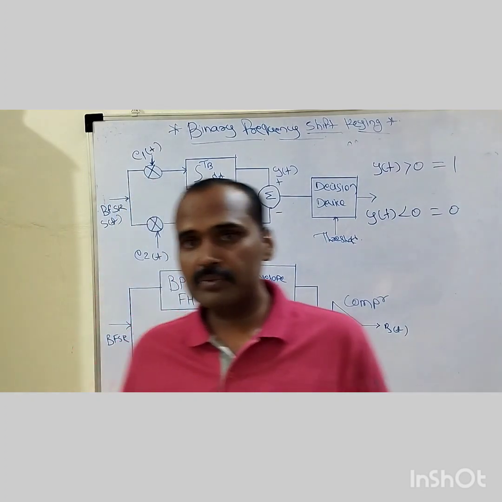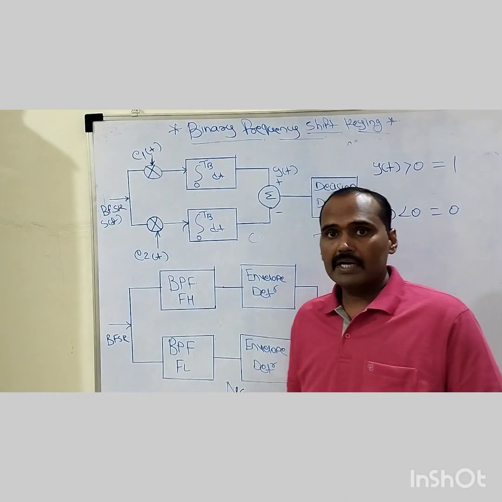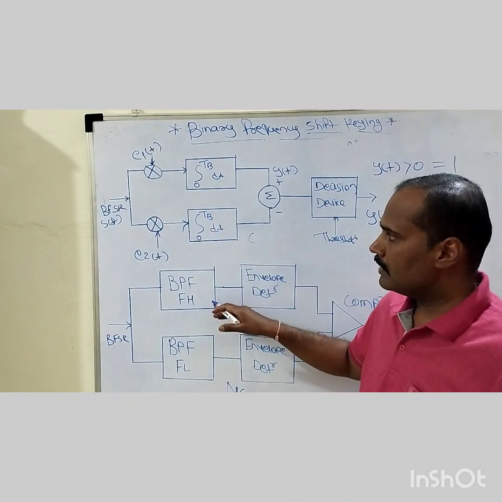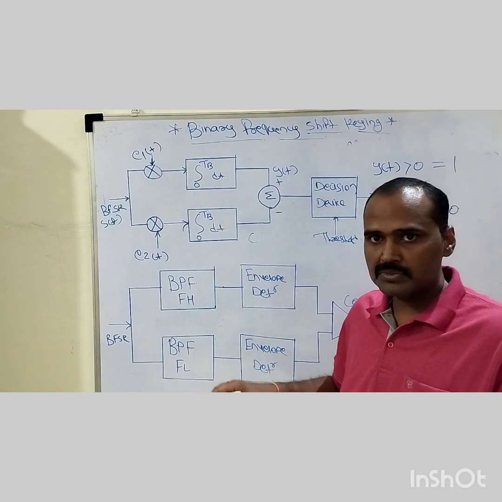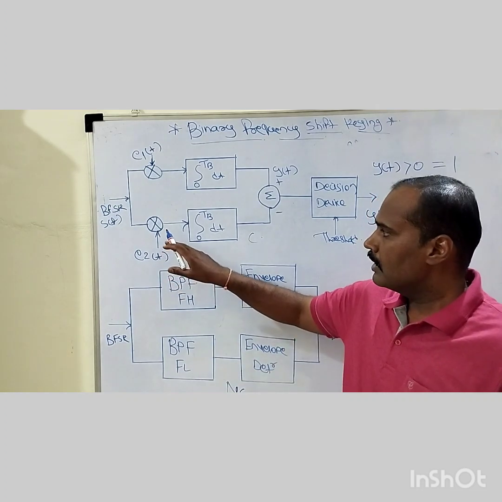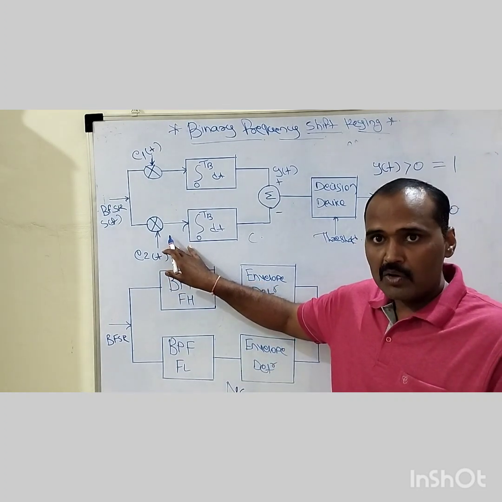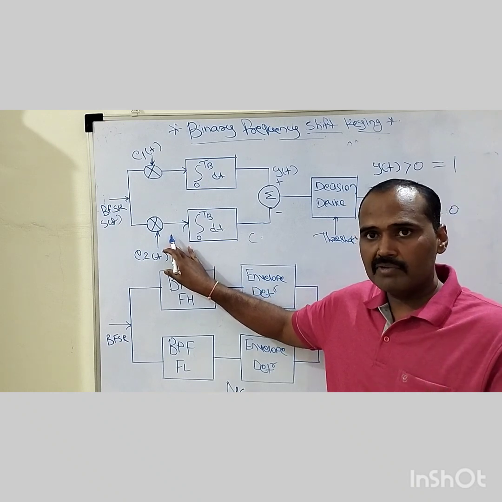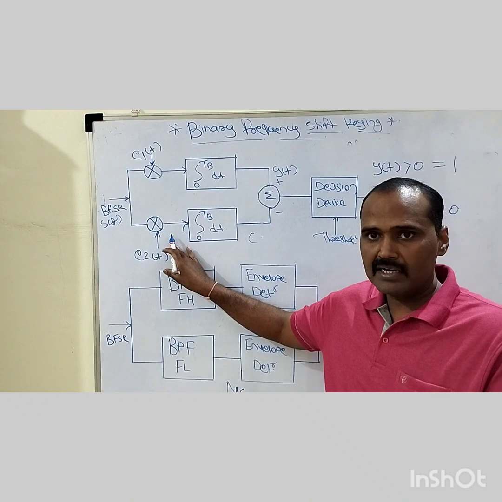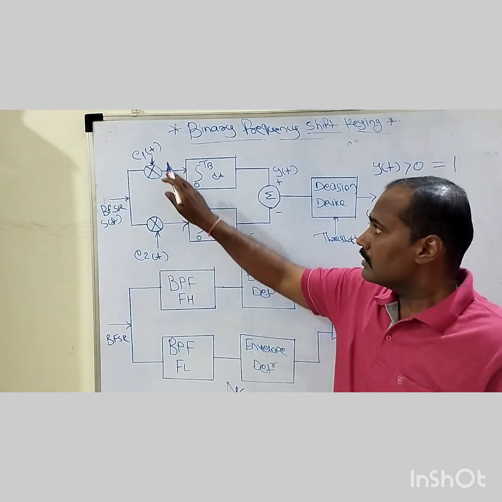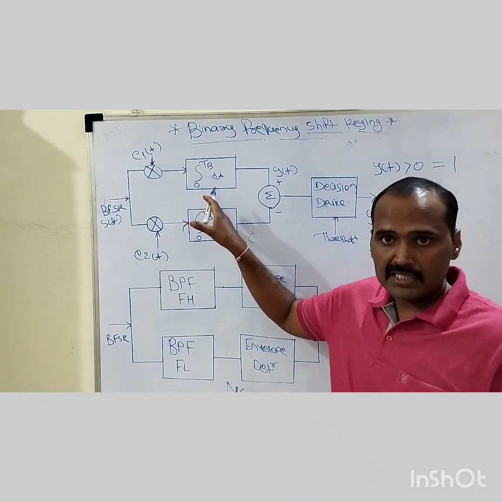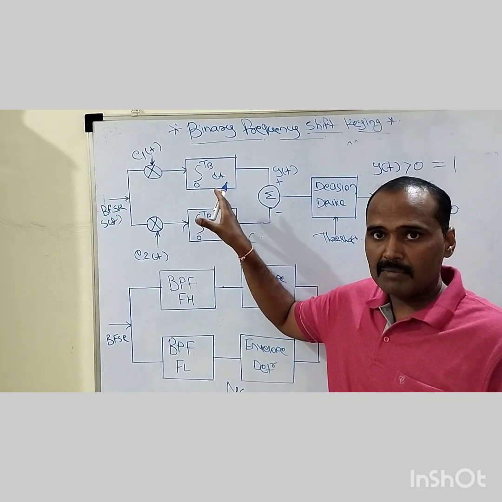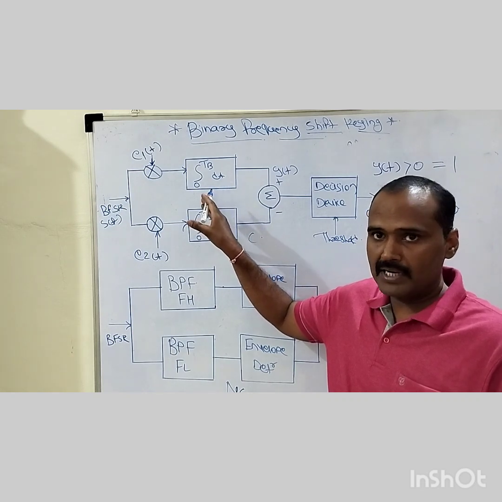So first of all, we need to understand the working difference between the coherent and non-coherent detector. Coherent detector is nothing but what? It adopts the same carrier frequency which was used by the binary frequency shift keying modulator or generator. The same carrier frequency is being utilized by this demodulator, right?